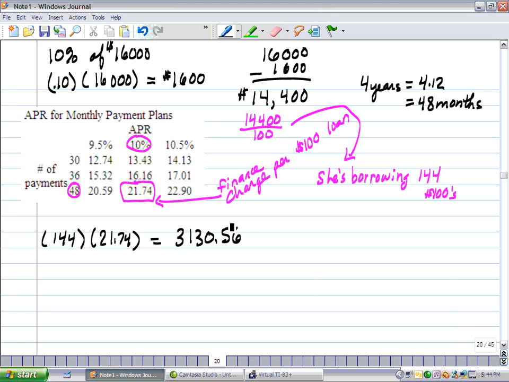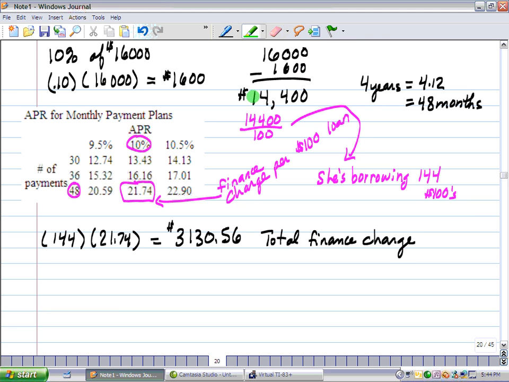$3,130.56. So that's her finance charge. It's as if by getting a loan for her car, she's going to have to pay an extra $3,130.56, but she's going to do it over the 48 months. So she has paid her $1,600 down. So that part's paid for.